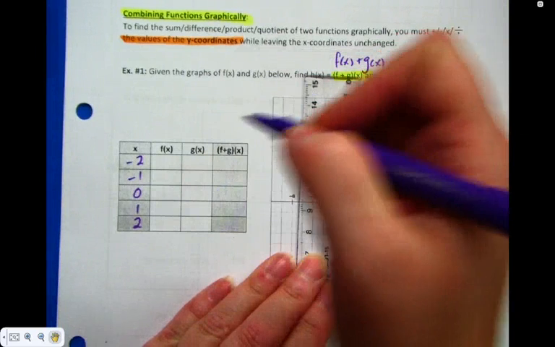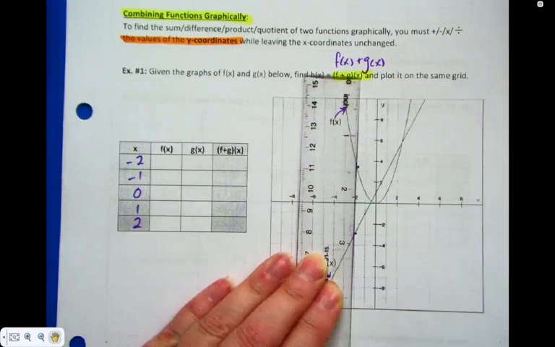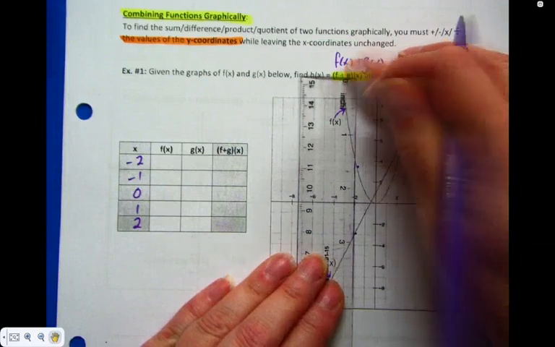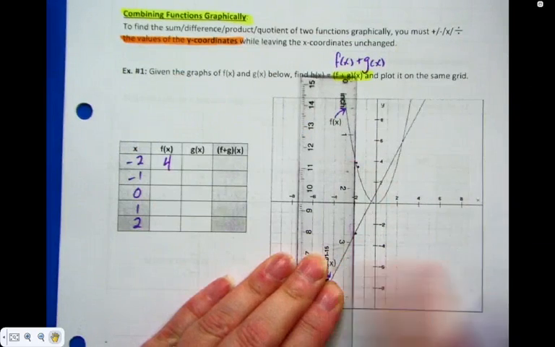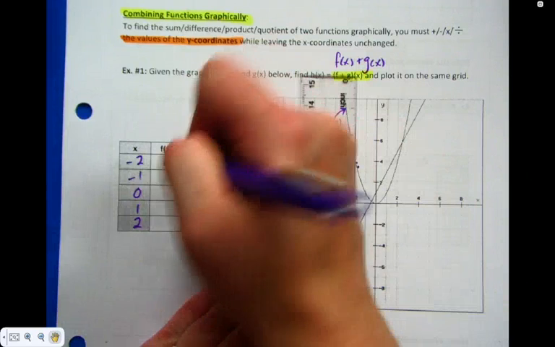I heard 4. Really 4? Is my ruler crooked? Oh, it's a little bit crooked. You're totally right. It's 4. Go down to g of x. What's the corresponding y value? -3.